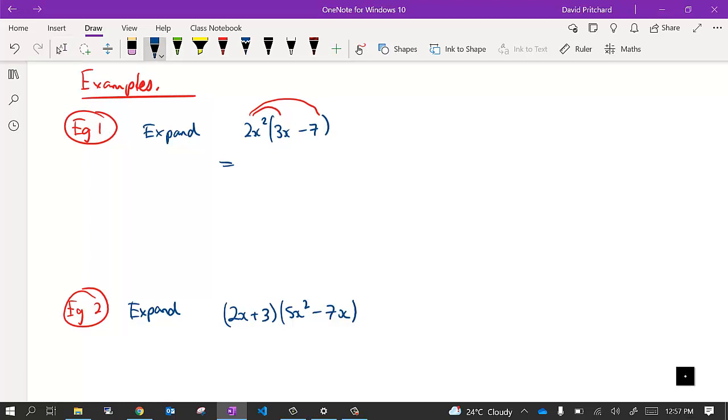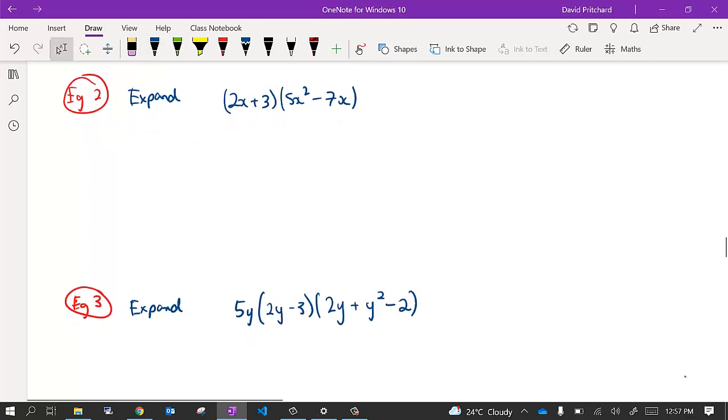So that gives us a 6x cubed, and 2x squared by negative 7 is negative 14x squared. So as simple as that. Now it should only take you one line to do that. When we pop forward to the next one, first of all, 2x squared is multiplied by each of these two values.